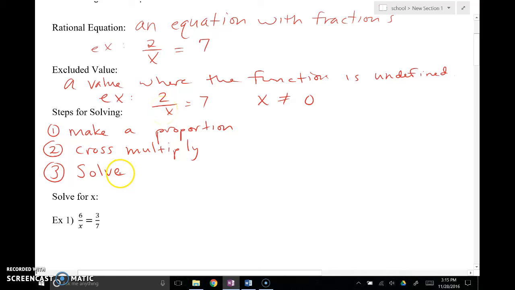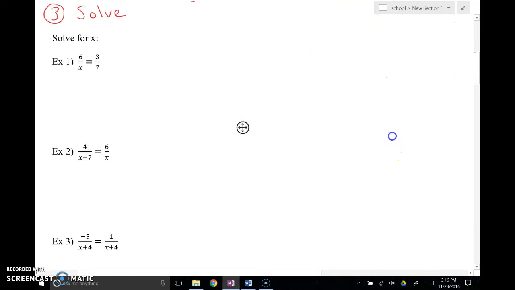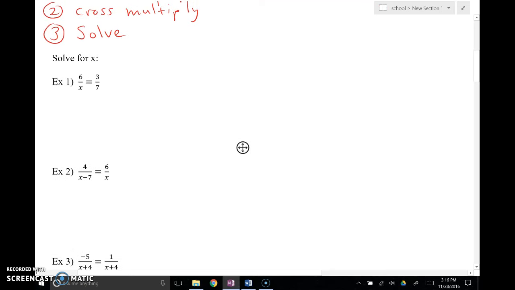I do have some steps for you to solve a rational equation. Notice that I talked about setting up a proportion. That's where a fraction is equal to a fraction. So each of these scenarios that I go through will include a proportion. Alright, so I'm just going to work this first example, example 1, with you right here.